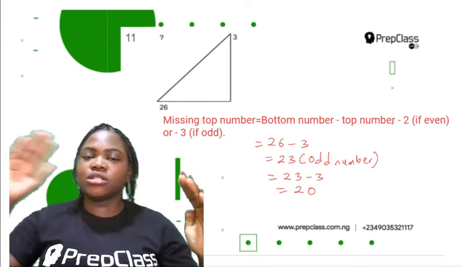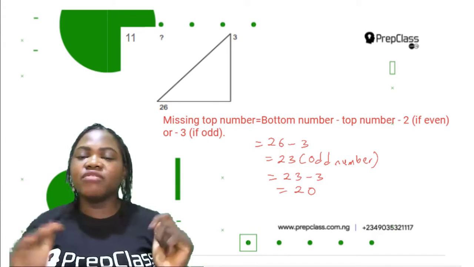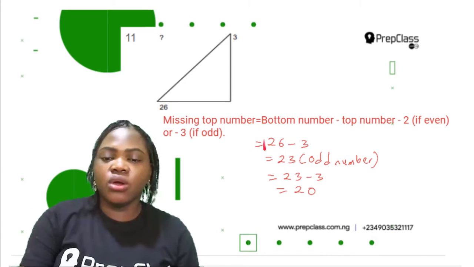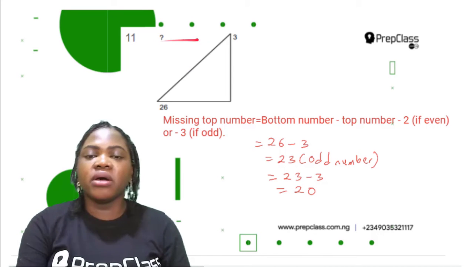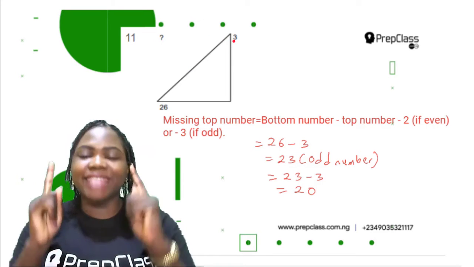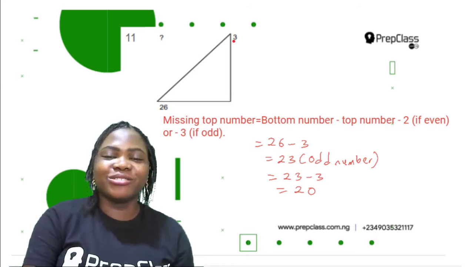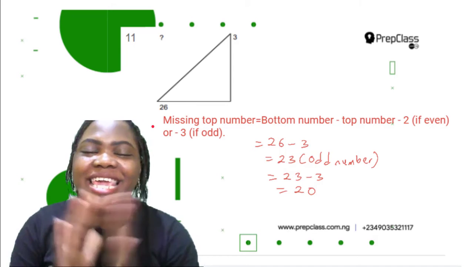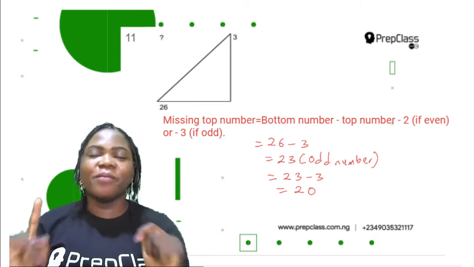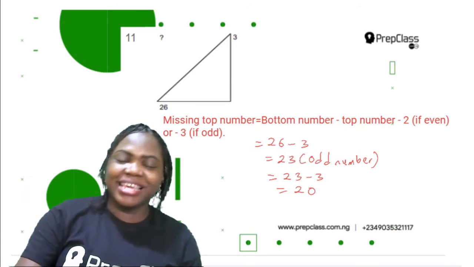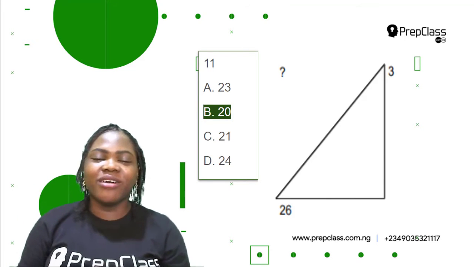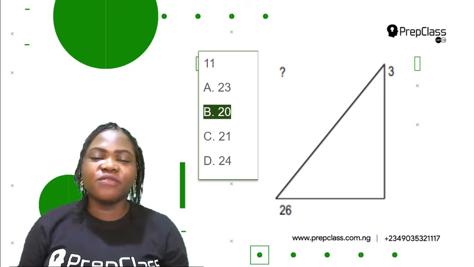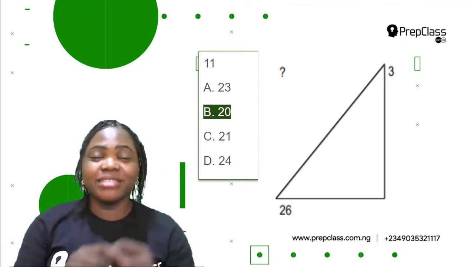Now let's check if this is correct. Remember, you add the top numbers, then you add 3 if the sum is an odd number, or you add 2 if the sum is an even number. Let's say 20 is here now. 3 plus 20 is 23. So 23 is an odd number. Now let's add 3 to it. 23 plus 3 is 26. So this means that we got it correctly. So the missing top number is 20. Okay, so which of the options is correct? A is 23, B is 20, C is 21, D is 24. The correct option is B, 20.